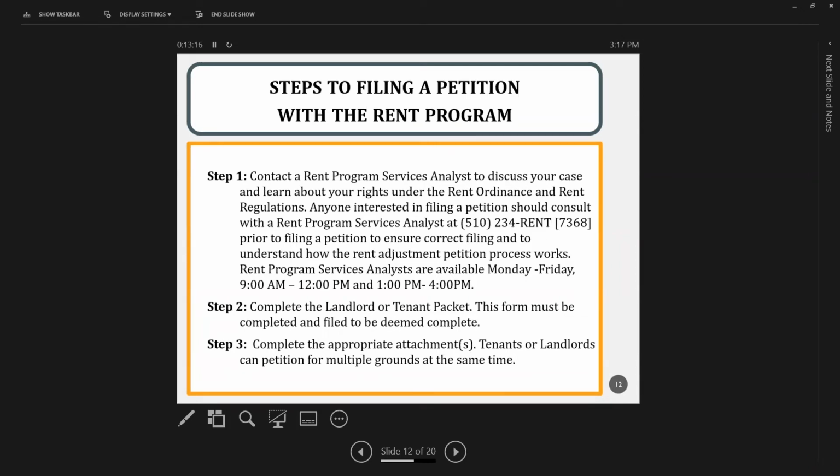Presented are the steps to filing a petition. The first step is to contact the rent program service analyst to discuss your case and learn about your rights under the rent ordinance and rent regulations. Second, complete the landlord or tenant packet. This form must be completed with all signatures and filed to be deemed complete. Third, complete the appropriate attachments. Tenants or landlords can petition for multiple grounds at the same time.